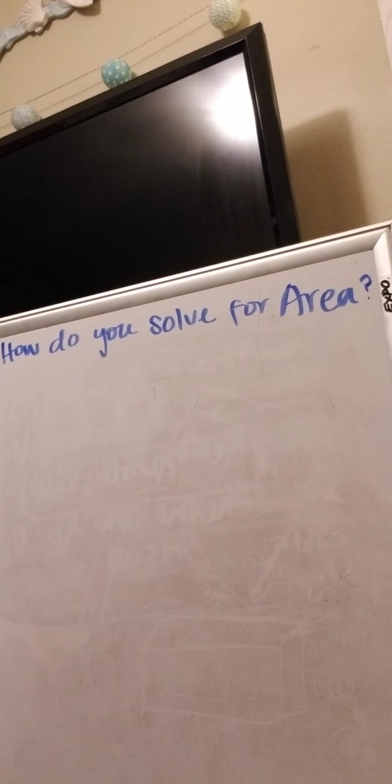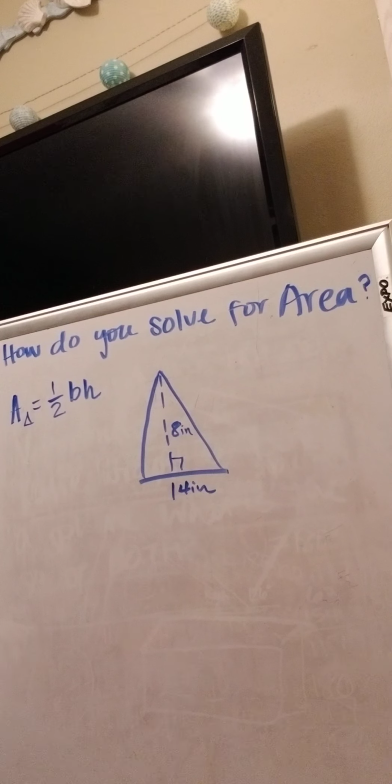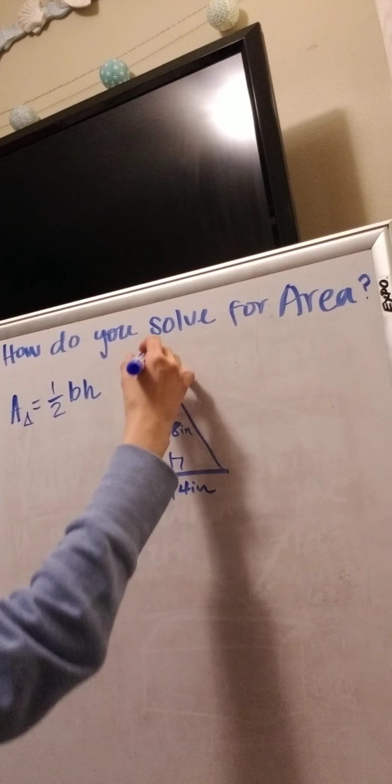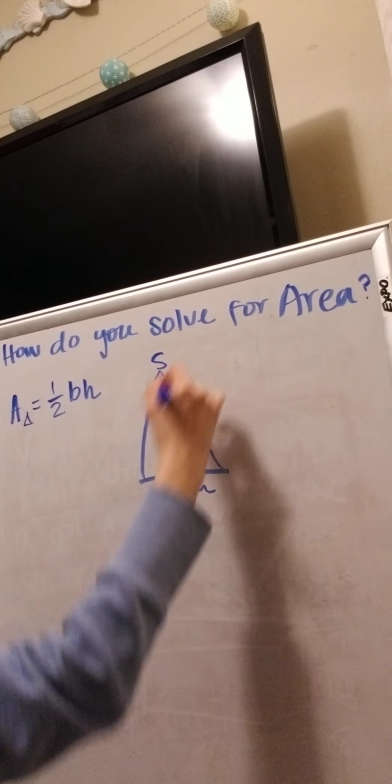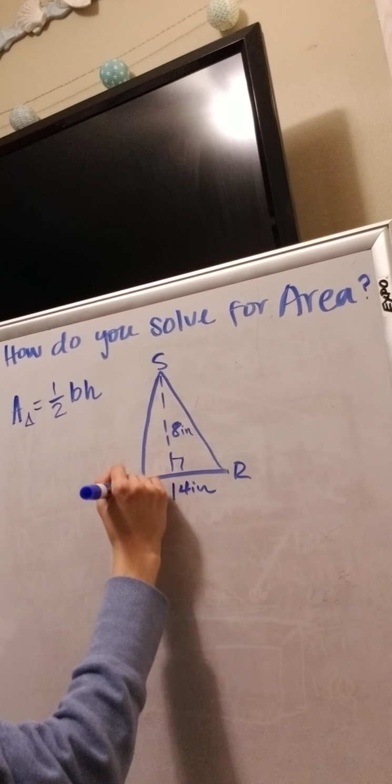So if we were to have a problem like this, where the height is 8 inches and makes a right angle with the base, and then the base is 14 inches. We'll make this triangle SRT.